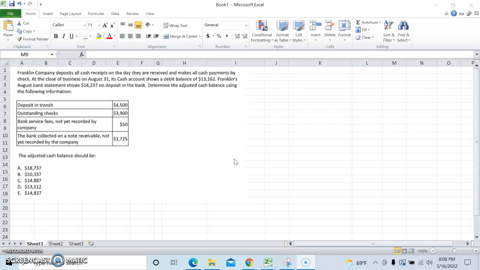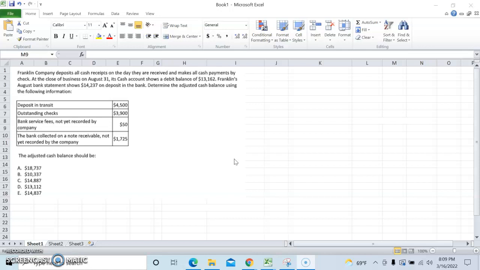So let's get started. Franklin Company deposits all cash receipts on the day they are received and makes all cash payments by check. At the close of business on August 31st, its cash account shows a debit balance of $13,162. Franklin's August bank statement shows $14,237 on deposits in the bank. Determine the adjusted cash balance using the following information. Deposits in transit, $4,500. Outstanding checks, $3,900. Bank service fees, $50. The bank collected on note receivable not yet recorded by the company, $1,725. The adjusted cash balance should be.